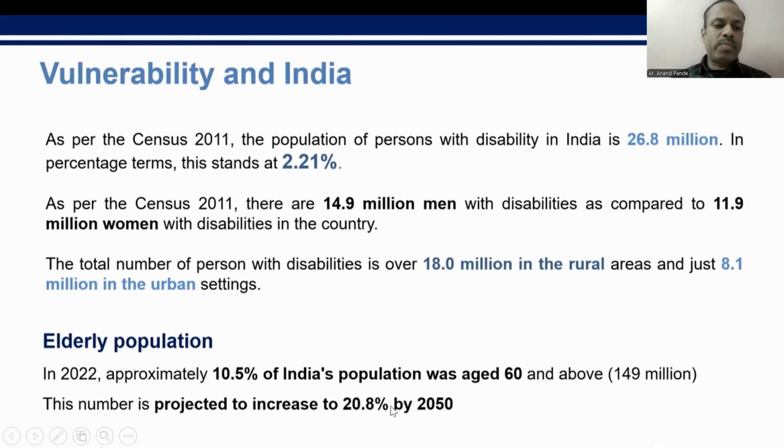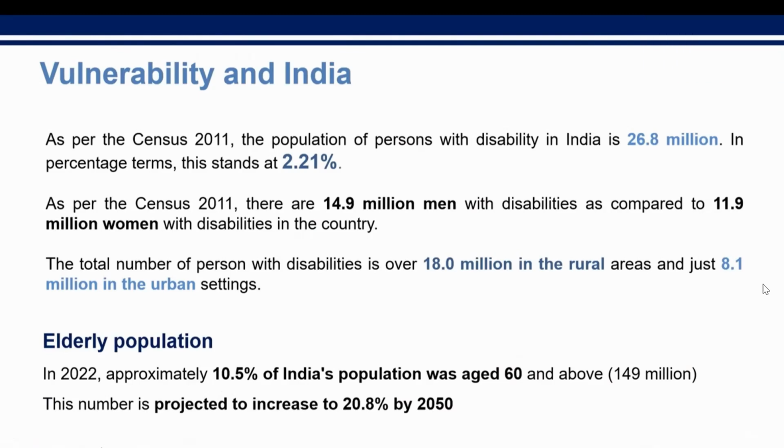Then the elderly population: in 2021, approximately 10.5% of India's population was aged 60 and above. The number is projected to increase to 20.8% by 2050. It means the disability population is increasing day by day, so we have to think for special people who have special characteristics. We do not call them disabled persons, but we can treat them as specially abled persons.